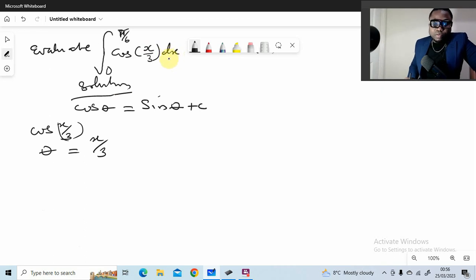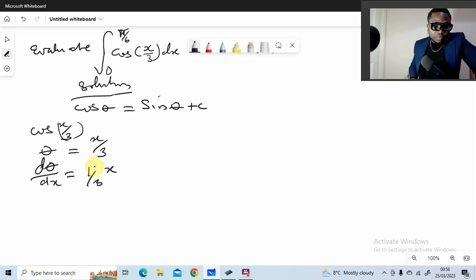You have to look for the value of dx in terms of theta, because you can't integrate cos theta with respect to x. You have to integrate cos theta with respect to d theta. So before we replace this x over 3 with theta here, we're going to differentiate theta with respect to x. That will be 1 over 3, okay?